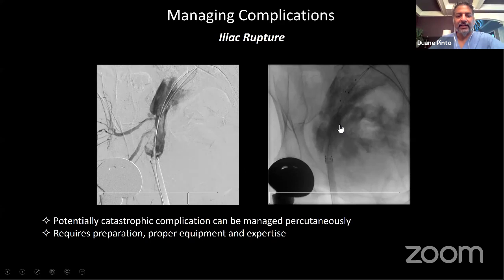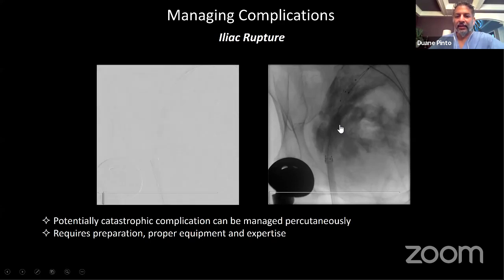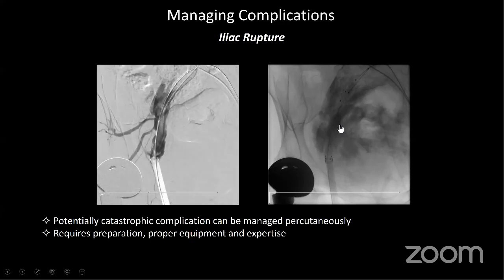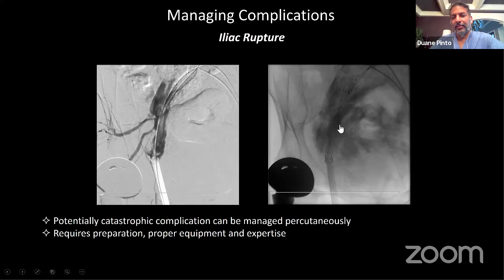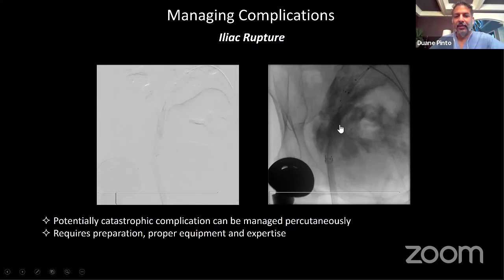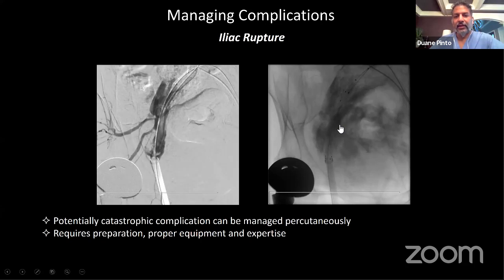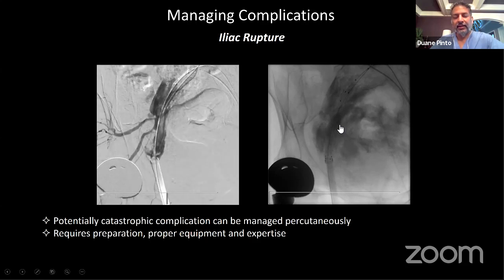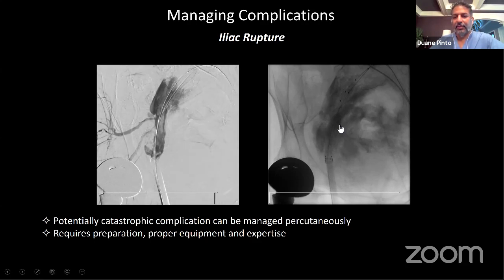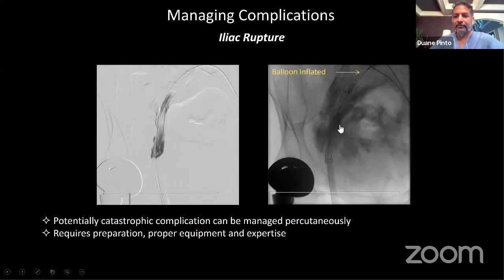This is the dreaded iliac rupture. And again, this used to happen a little bit more when the sheaths were even bigger than 14, 16 French. But now this type of complication is less common. But again, if your wire is already around the bifurcation, you can very rapidly advance a sheath and then a covered stent to repair and correct this problem.